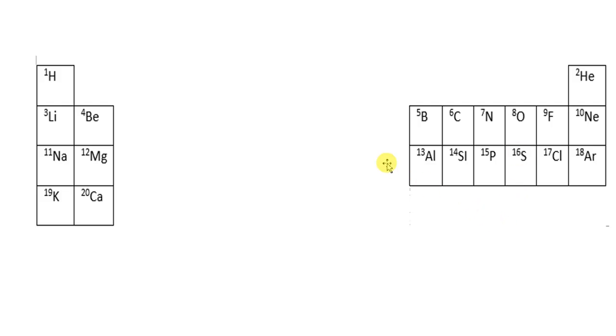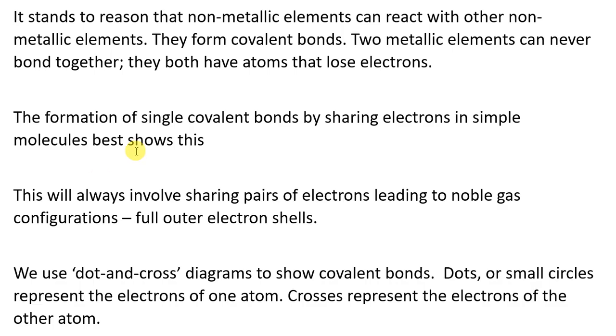So metallic elements are found towards the left. They're not going to interest us with covalent bonding. It's the non-metallic elements towards the right. Non-metallic elements can react with other non-metallic elements. They can share. They can make these covalent bonds. Two metallic elements can never bond together. They both have atoms that will lose electrons.